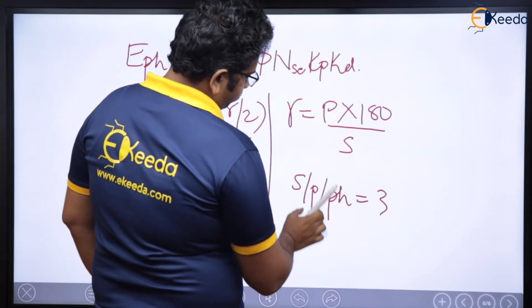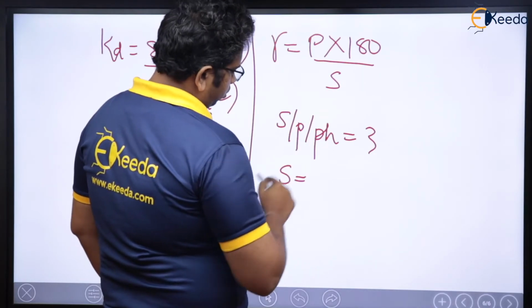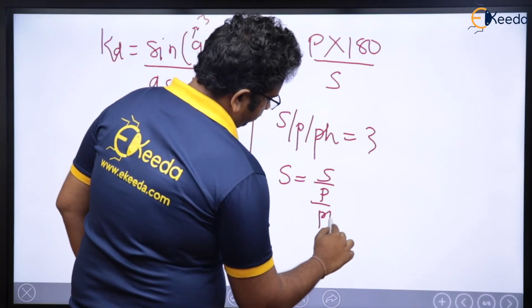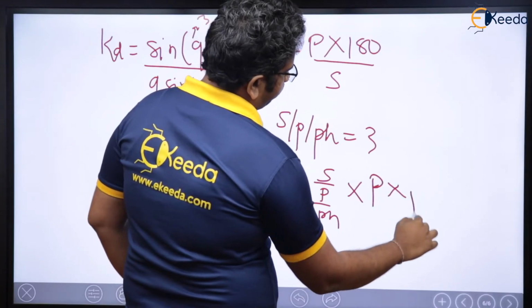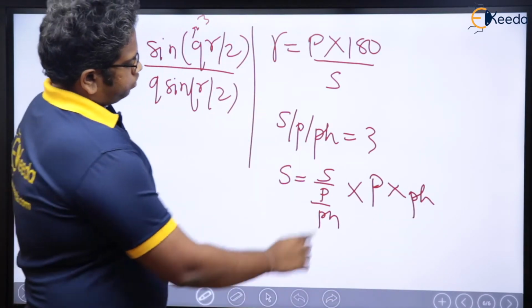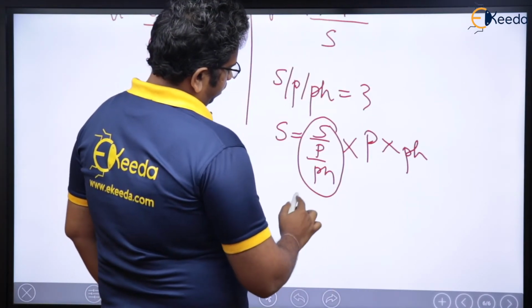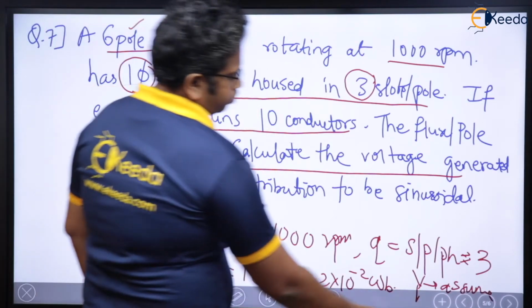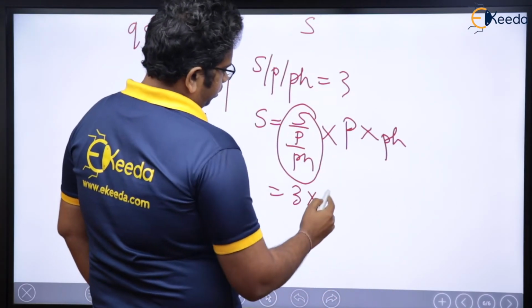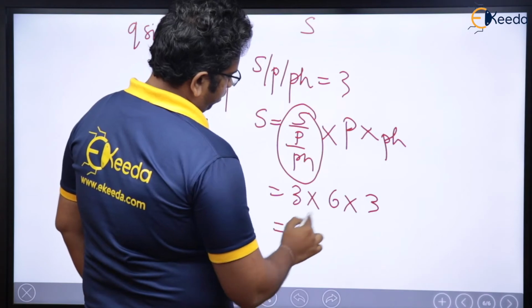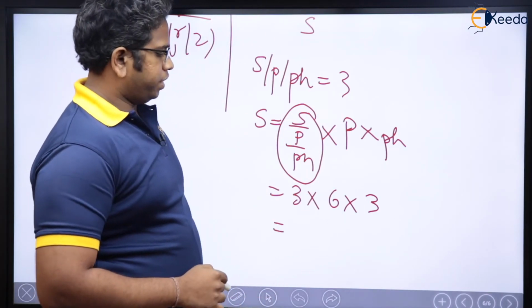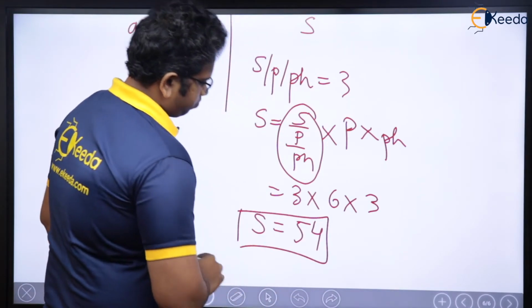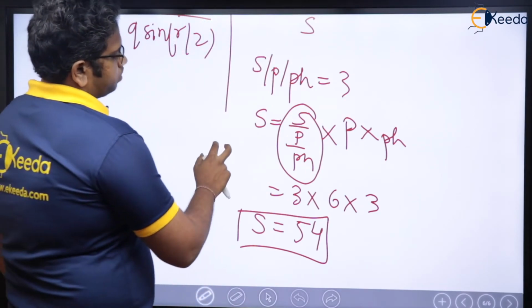Now, if you want total number of slots, it will be nothing but slots per pole per phase multiplied by number of poles into number of phases. That's it. So it is 3 multiplied by number of poles. Number of poles is given to be 6. So it is 3 into 6 multiplied by 3. 6 3s are 18, 18 3s are 54. So total slots are going to be 54. Getting my point?